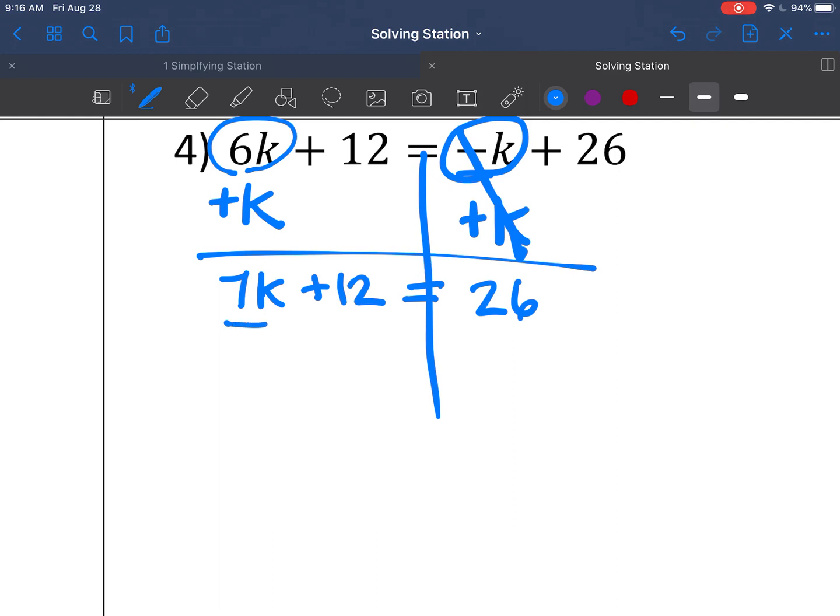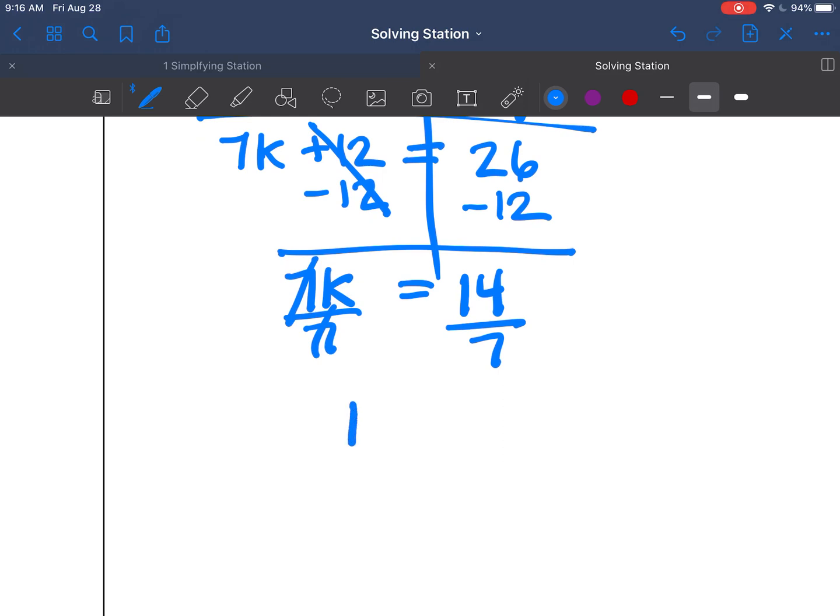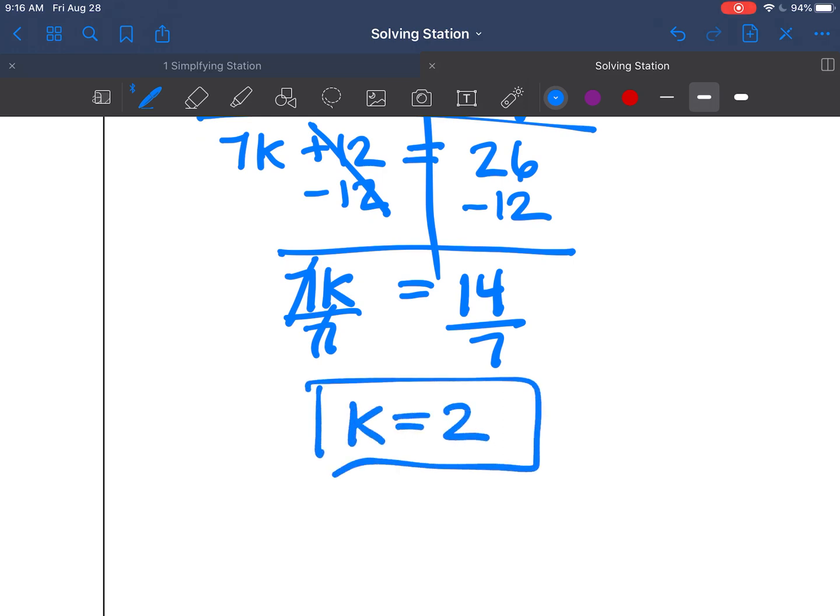Now we're back to what we were doing on the previous problems. We're ready to isolate this variable. We can't do anything with the 7 yet. We need to take care of this positive 12 by subtracting it. Okay, left-hand side I have 7k. Right-hand side I have 14. I love it when the numbers work out nice. Divide both sides by the 7. 14 divided by 7 is 2.